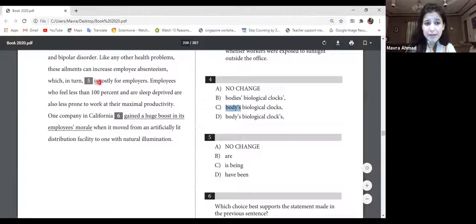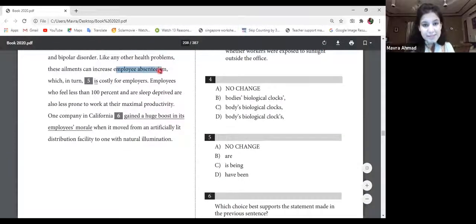For question number 5, we need to change the underlined part, which is. अब इसको हमें या तो चेंज करना है या नहीं करना है. लेट्स रीड आउट द सेंटेंस, द प्रीसीडिंग सेंटेंस, बिकॉज दिस इज वन ऑफ द मोस्ट इंपॉर्टेंट टिप्स. Like any other health problems, these ailments can increase employee absenteeism, which in turn is costly for employers. अब यहाँ पर बात हो रही है सेंटेंस में कुछ चीज़ों की, एलिमेंट्स की बात हो रही है, फिर उसके बाद बात हुई है एम्प्लॉय एब्सेंटीइज्म की, which in turn is costly for employers.